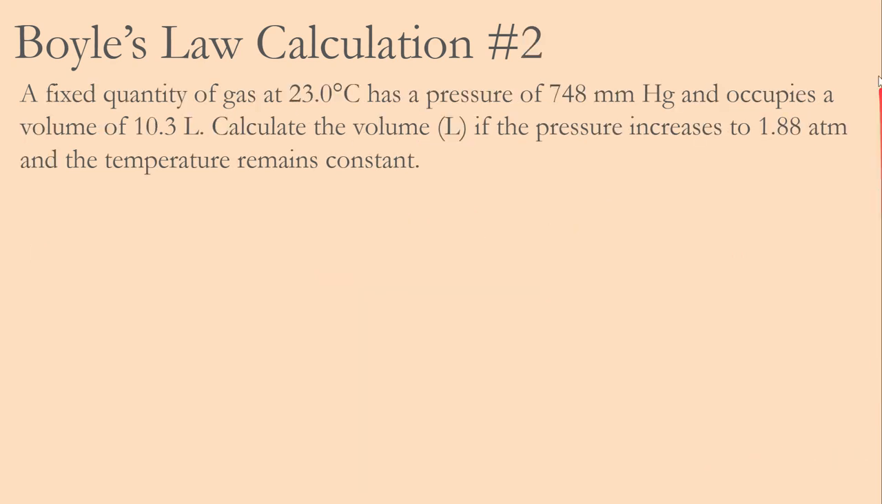In my second Boyle's Law calculation, we have a fixed quantity of gas at 23.0 degrees Celsius, and it has a pressure of 748 millimeters of mercury. And it's going to occupy a volume of 10.3 liters. So those are our initial conditions. The problem asks us to calculate the final volume if the pressure increases to 1.88 atmospheres, but the temperature remains the same.